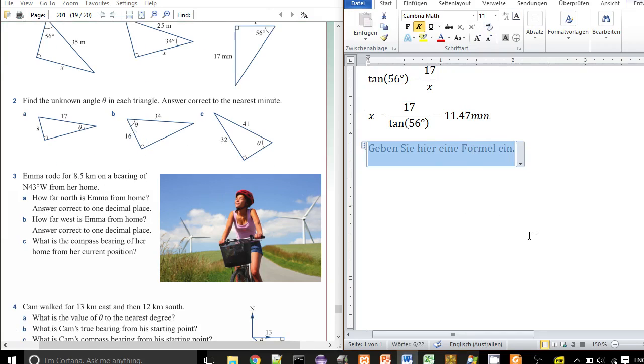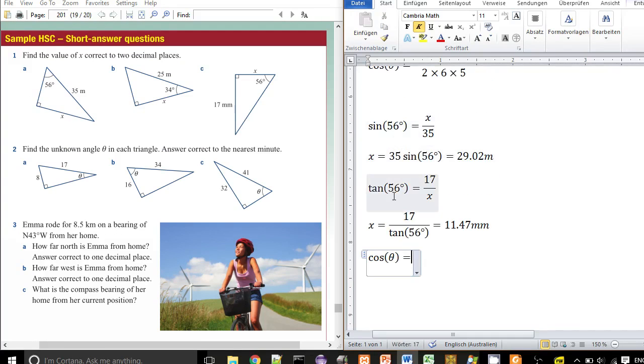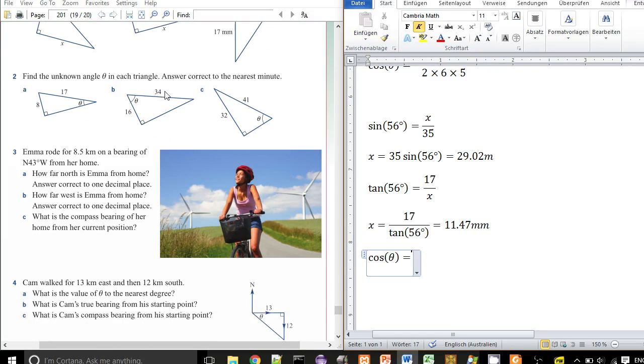I don't want to do all of them. Okay, so we've got adjacent, hypotenuse, so cos. So cos theta. Notice I try to be consistent with these. Every time I start with either sine, tan, or cos, and just state it equals a ratio. And whatever the angle is goes there. In this case, the angle is theta. So that'll be adjacent over hypotenuse, so 16 over 34.